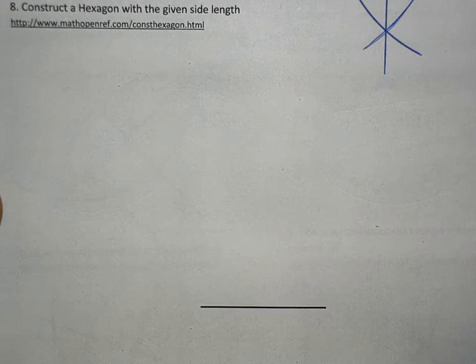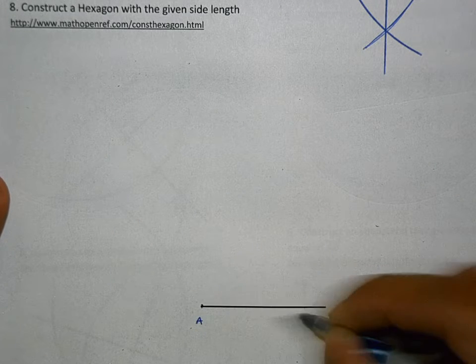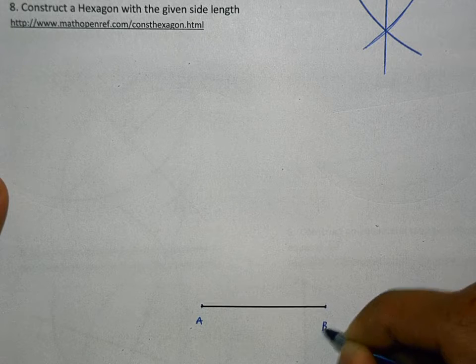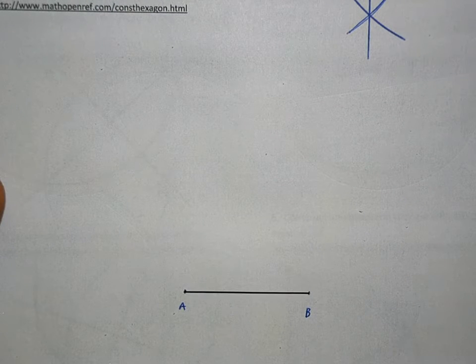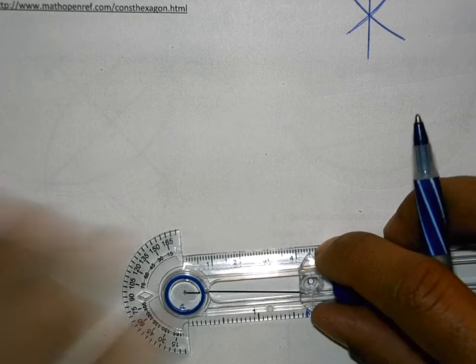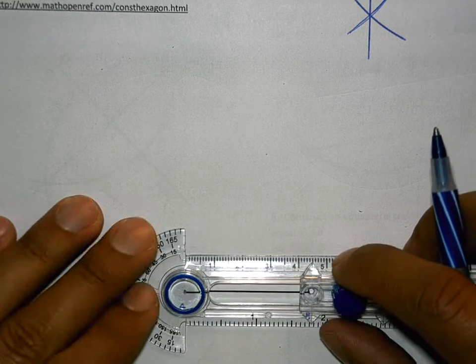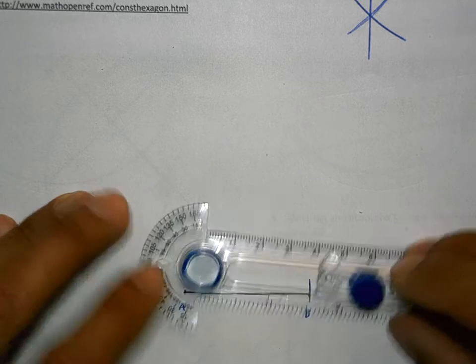Moving on. Number 8, last one. Construct a hexagon with the given side length. This one is really kind of neat and simple. It's something that you've done already. First thing I'm going to do is label this A and this one B. Then I'm going to put my bullseye on A and make sure I have my slider the same size as AB.